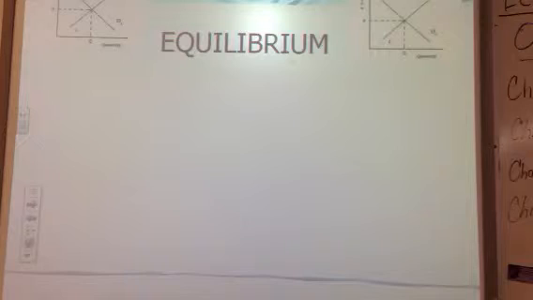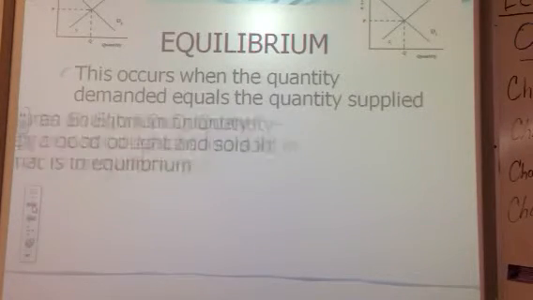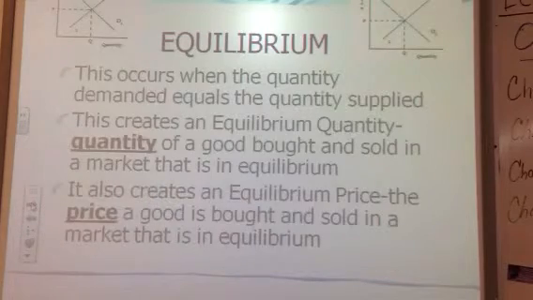Okay, here's what equilibrium looks like, where the demand curve and the supply curve intersect. Quantity demanded equals quantity supplied. All this is telling you is that when your market's in equilibrium, you have an equilibrium quantity and then you have an equilibrium price. Is this on your sheets or not? Yeah.